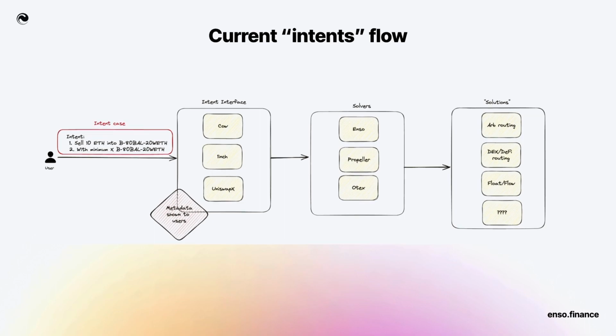What intents currently are right now is purely token based. I have A token and I want to go to B token. You go to an intent interface like Howe, 1inch, Uniswap X. I submit my order, solvers pick this up, and then we basically have our own solutions for winning inside of the auction. This could be arbitrage routing, DEX routing, DeFi routing, using your own flow, and it could be whatever the solver wants to do as long as they get to the end destination.